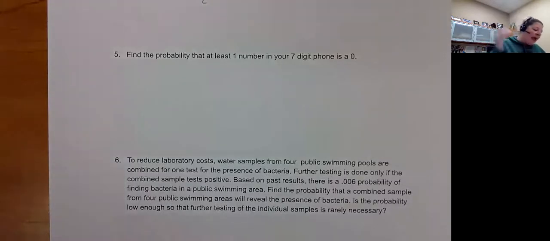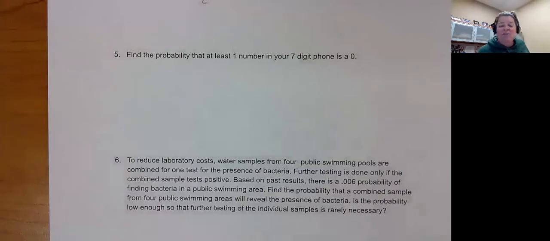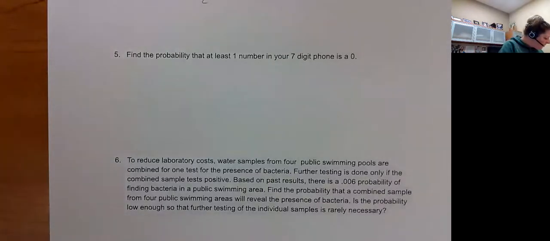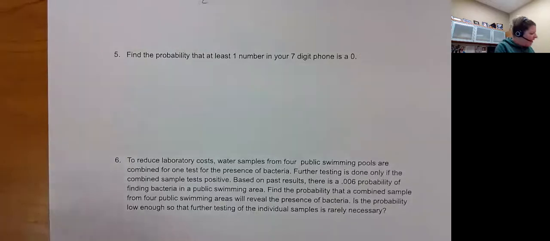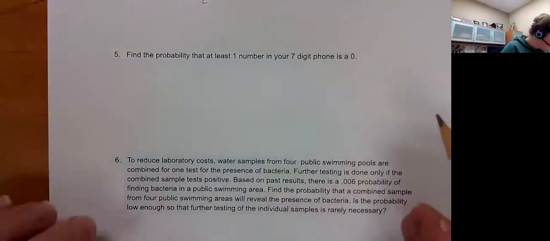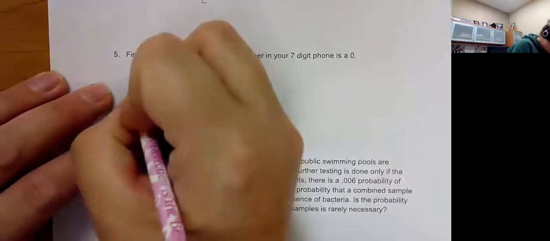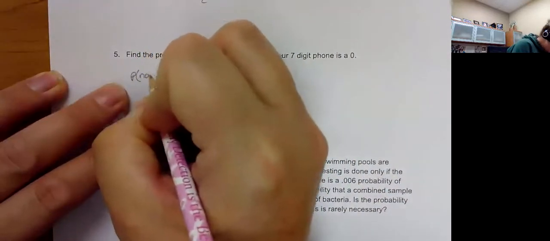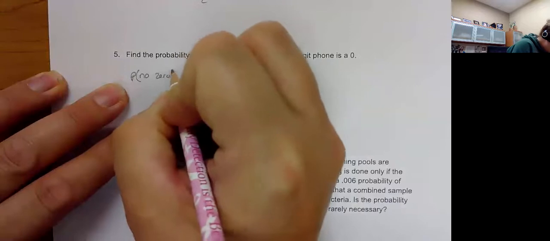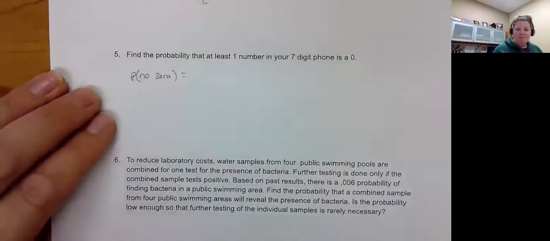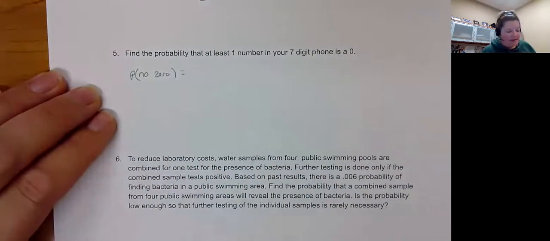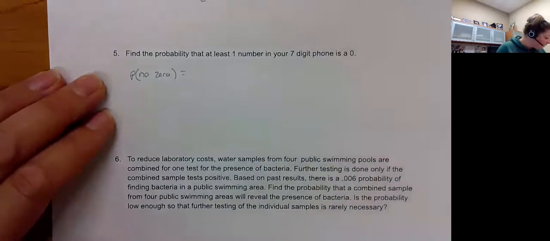Okay, find the probability that at least one number in your 7-digit phone number is a 0. So at least, I'm bringing in that, so I'm going to have to use a complement. Let's find the probability of none of them being a 0. I had to think about that. Probability of no 0. Okay, that's our complement of our event.